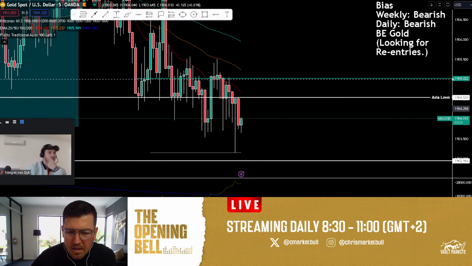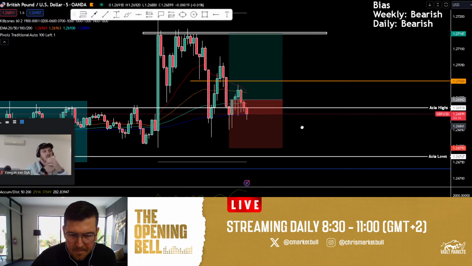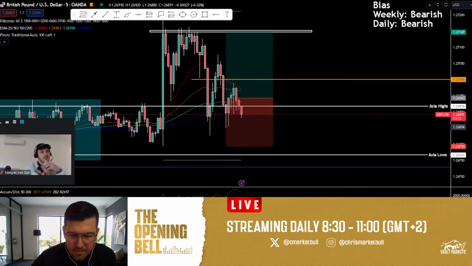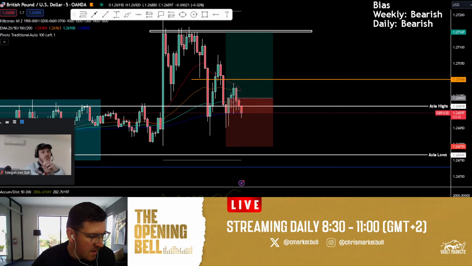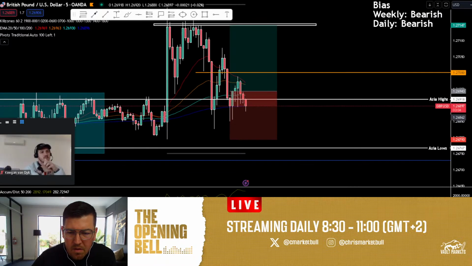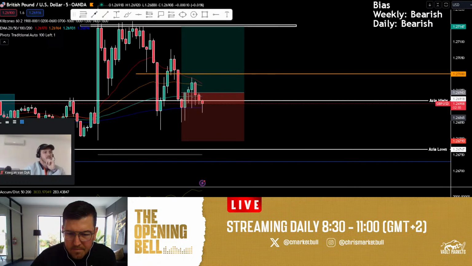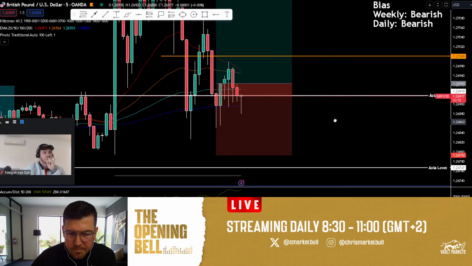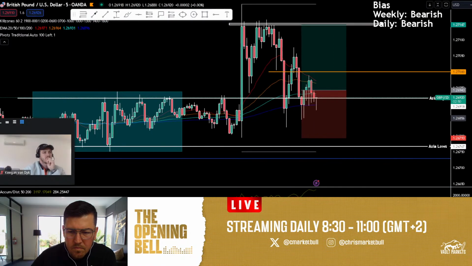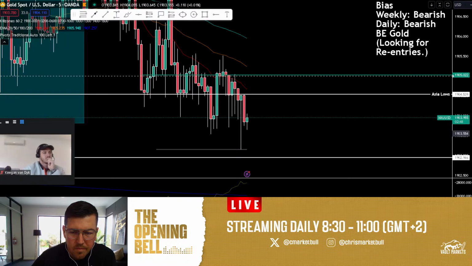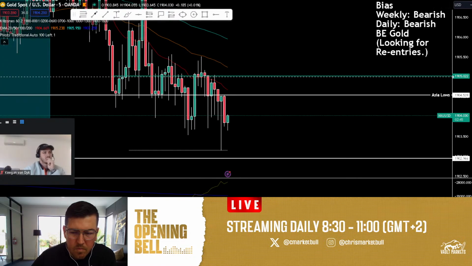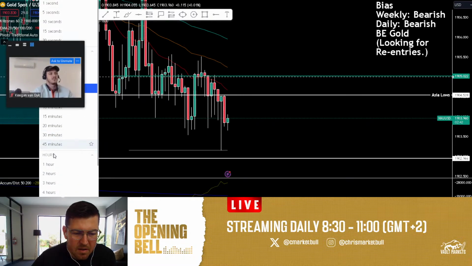But I still like the gold buys. I still like the GU buys. The only thing is we need to start pushing up, and also we've got this round number at 12700 that we need to get through. And we've got the 4-hour closing in 30 minutes.